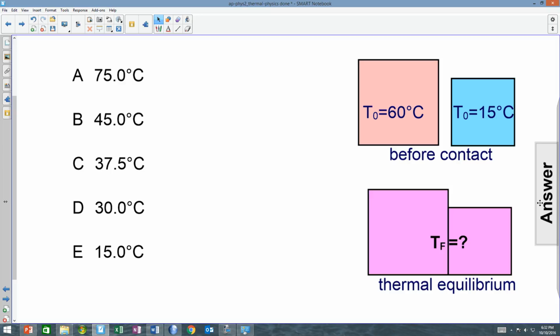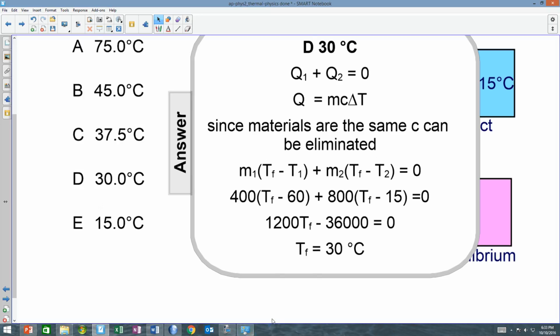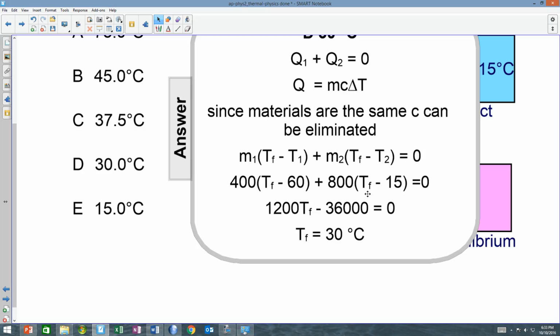Okay, so let's take a look at the solution. We know that the heat lost by the one object plus the heat gained by the other must equal 0. Since both the materials are the same, we can eliminate c. So we have m1 times the final temperature minus the initial temperature of the first object, plus the mass of the second object times its final temperature minus its initial temperature, and that must equal 0. Substituting in the temperatures and solving for the final temperature, we end up with 30 degrees Celsius. So the answer is D.